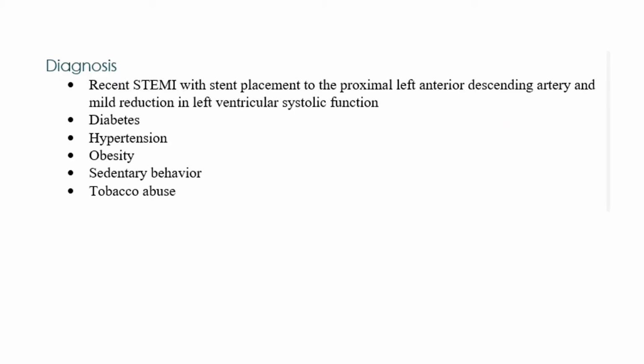We know her diagnosis at this point is that she had the left anterior descending artery, which is the important one. It's a big one, and it really is the major one that feeds your left ventricle. So we know that she has a mild reduction in her function, which means her cardiac output has probably decreased. We know she has diabetes, hypertension, obesity, sedentary lifestyle, and she uses tobacco.